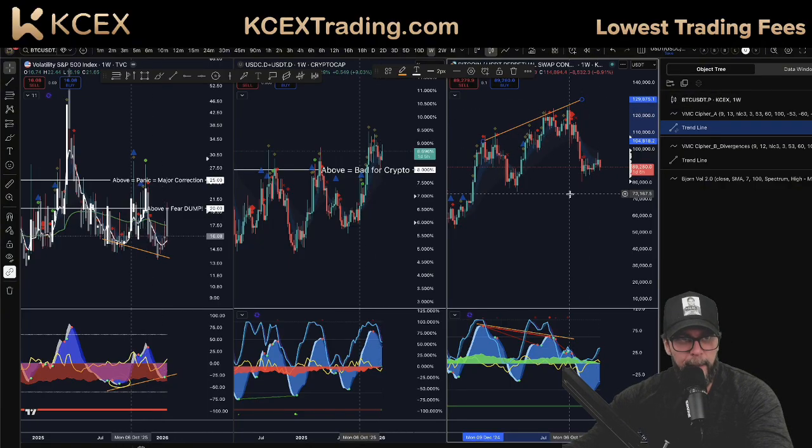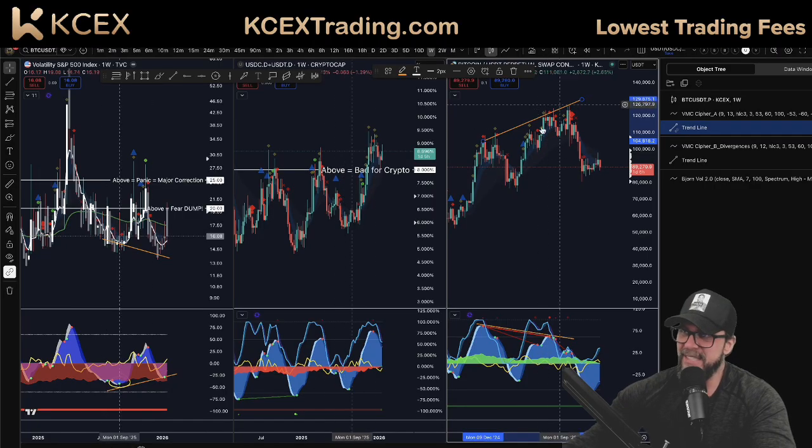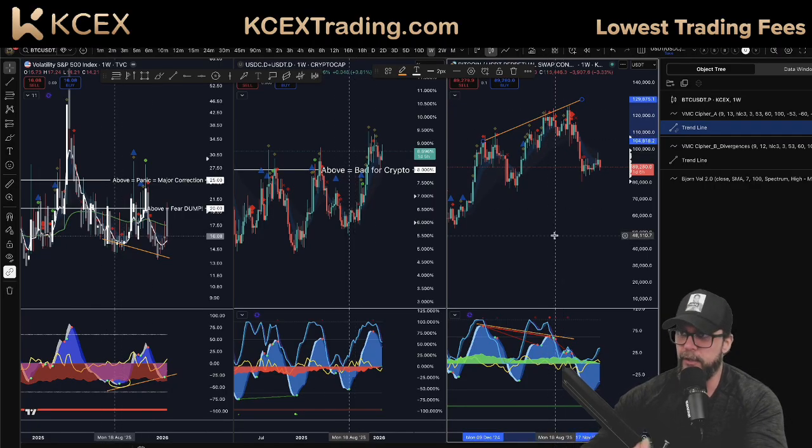So bullish divergence on the VIX played out. Bearish divergence on Bitcoin played out. But you didn't have to second guess yourself. You didn't have to wonder if this was the time. Bitcoin showed some bearish divergence, but could it go up anymore? I got a red dot. Is that red dot going to play out?